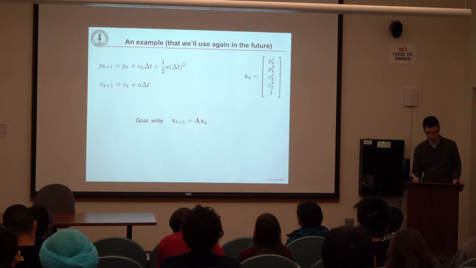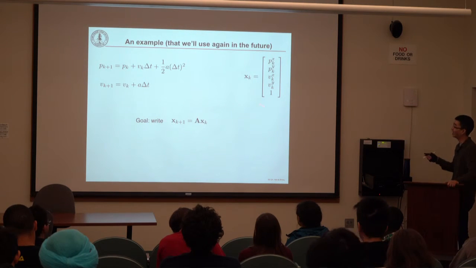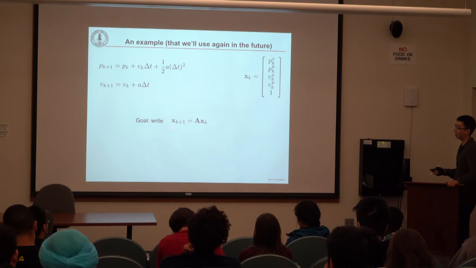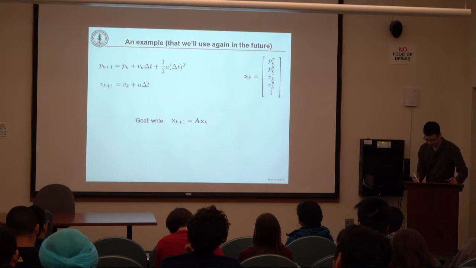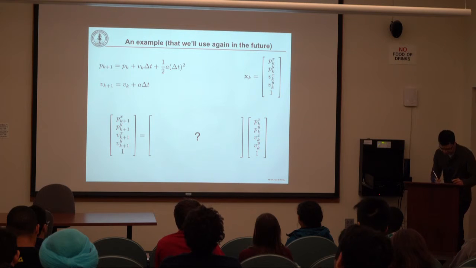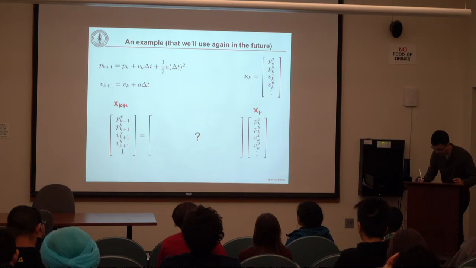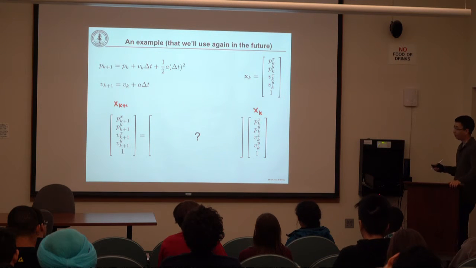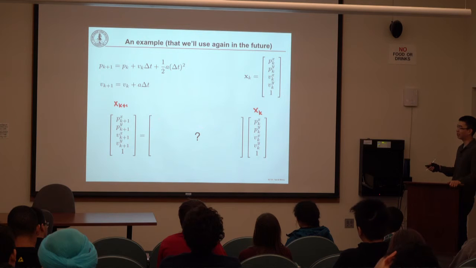And so if we go ahead and define this as our state, our goal is to write xk plus 1 is equal to A times xk. And so I put xk plus 1 over here. This is xk plus 1. And this is xk. So who wants to tell me what this first row might look like?